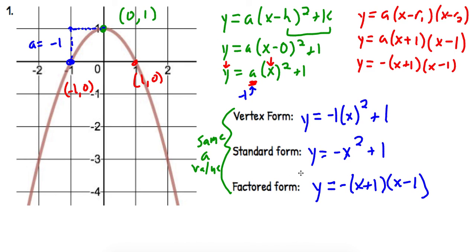And how do I know it's in factored form? Well, I have two factors here. I've got an (x plus 1) factor and an (x minus 1) factor. So those are my three forms: vertex form, standard form, and factored form.